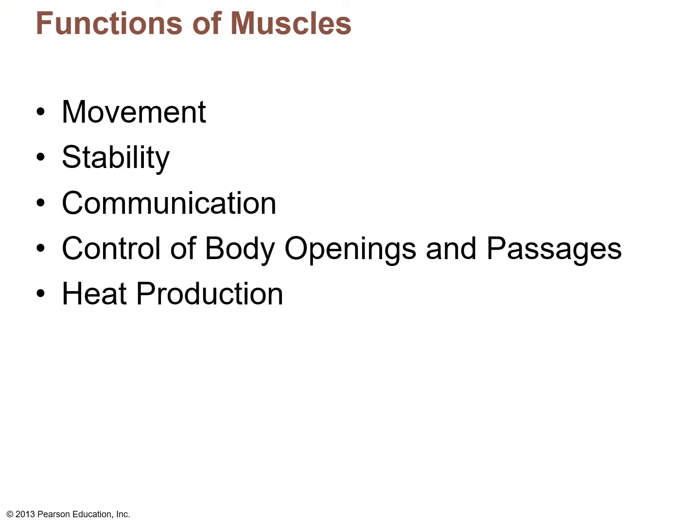So function of muscles. There are over 600 muscles in the body, and they're all organs of the muscular system. And here are the functions. Movement. Muscles use bones as levers to move various parts of the body and the body itself from place to place. Stability. Helps to maintain posture by eliminating unnecessary movements. Communication. You use muscles for speech. Control of body openings and passageways, like sphincter muscles. And heat production. Shivering produces movements that will generate some heat.